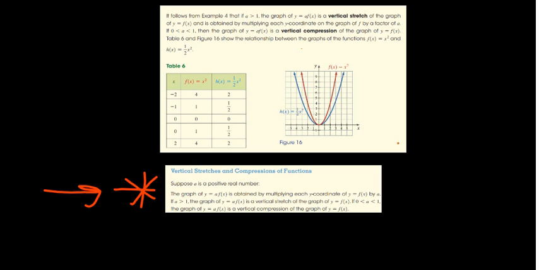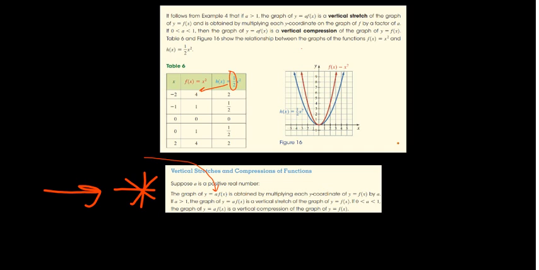Suppose a is a positive real number. Okay, so notice how a is the number in front. Maybe I should put it in red. I feel like red is more commanding. Notice how a is in front of my parent function. So suppose a is a positive real number. The graph of y is equal to a times my parent function is obtained by multiplying each y coordinate of y is equal to f of x by a. Okay, that's obvious, right? In this particular case, my a is 1/2.